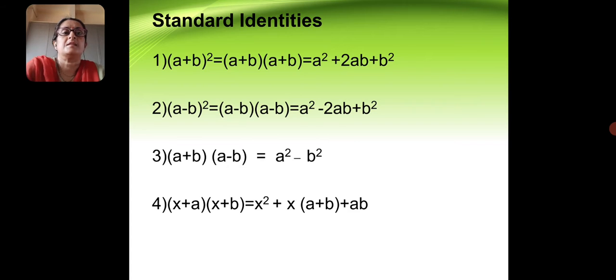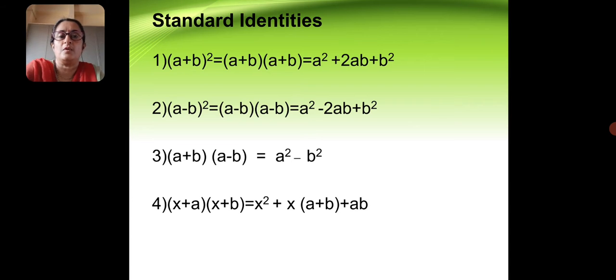Now let us see some standard identities. The first one is (a plus b) whole square, which means a plus b is multiplied with a plus b. When you multiply, you will get a square plus 2ab plus b square. How is this derived? a is multiplied with the second whole bracket and b is multiplied with the second whole bracket, and when you simplify it, you will get a square plus 2ab plus b square.